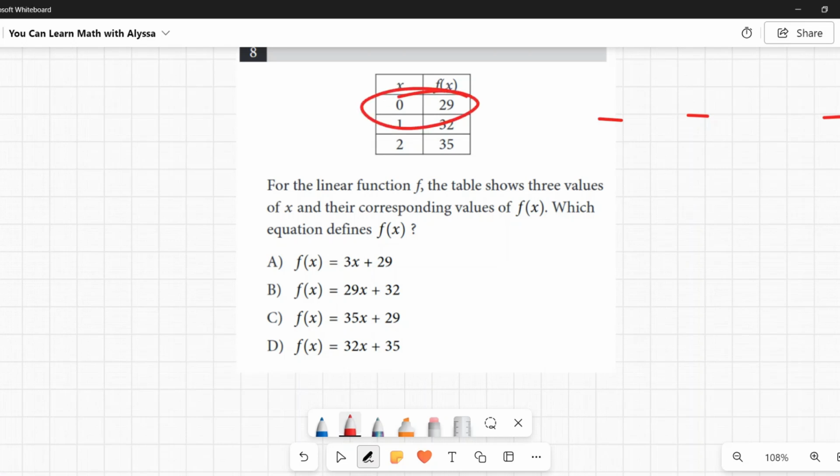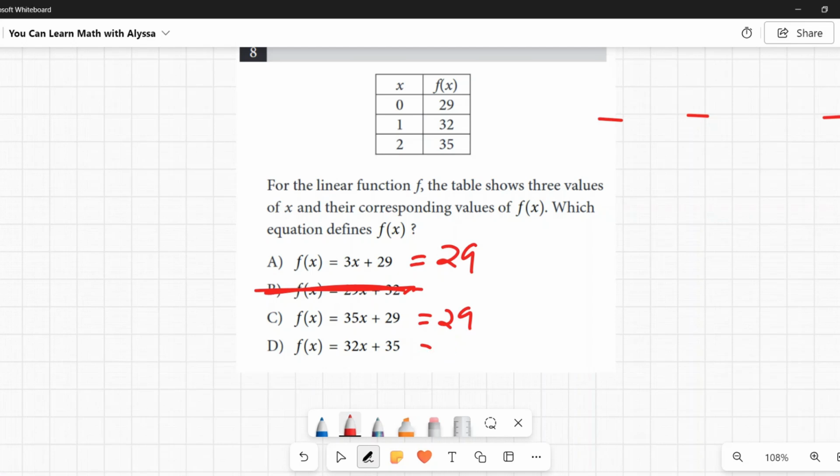Let's start with our first value. X is 0 and f of x is 29. So I need to plug 0 in. I should get 29. If I plug 0 in for x in all of these, 3 times x, 29 times x, etc., I'm going to get 0, right? 3 times 0, 29 times 0, 35 times 0. All going to be 0. So what am I going to get? In this first one, if I plug that in, I'm going to get 29. That matches. That's a possibility. This one I'm going to get 32. So that one's out. This one I'm going to get 29. Okay, maybe. This one I'm going to get 35.